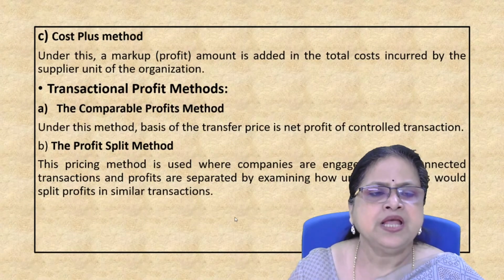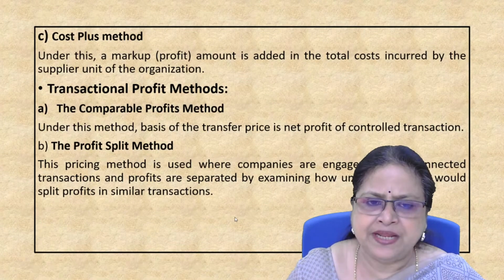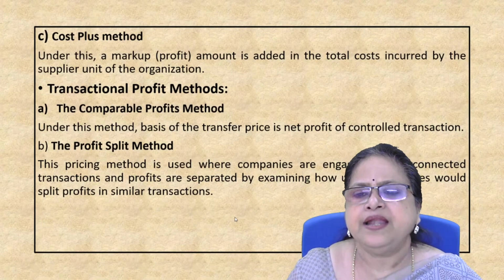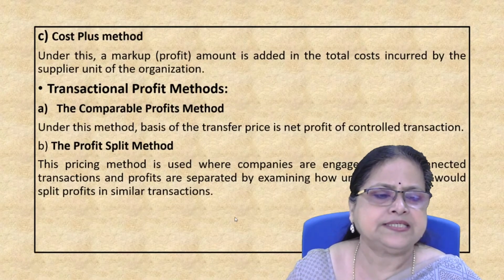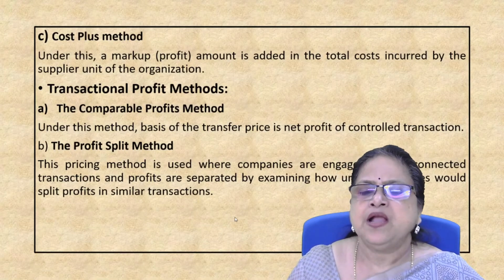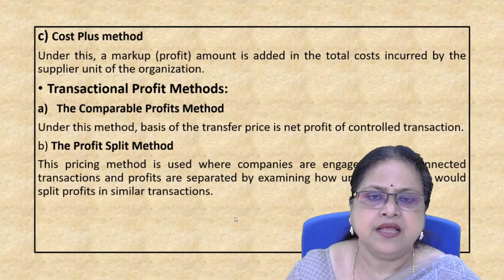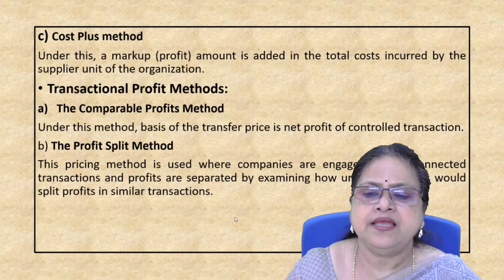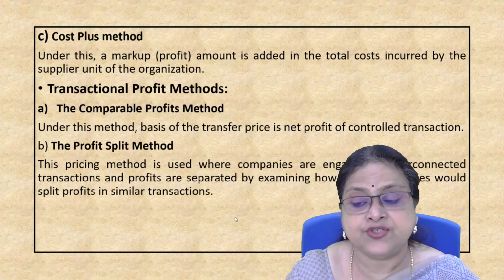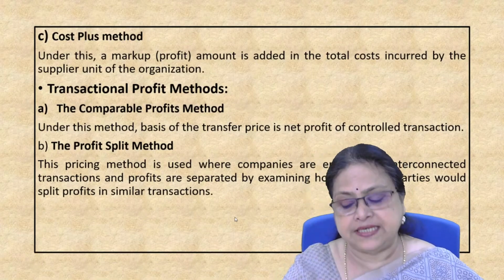Now, the transactional profit method. Under this, the comparable profit method is one. Here, the basis of the transfer price is the net profit of the controlled transaction. Profit split method, this pricing method is used where companies are engaged in interconnected transactions and profits are separated by examining how unrelated parties would split profits in similar transactions.